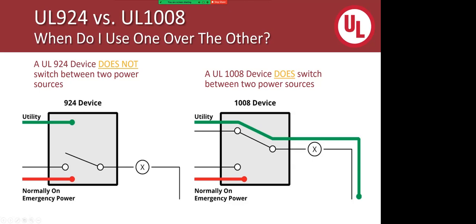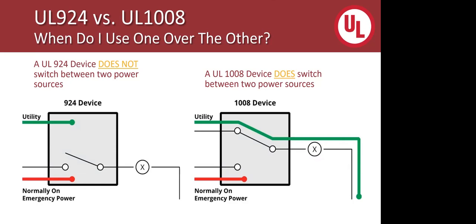When we're talking about 1008 devices, that actually is physically switching between two power sources. So it's switching between utility power and emergency power. In both instances, the emergency fixture will be illuminated under normal conditions, when utility power is present. But again, they're doing it in two separate, different ways.